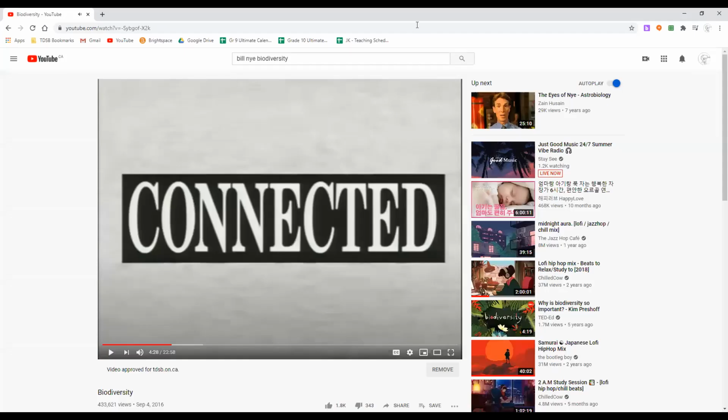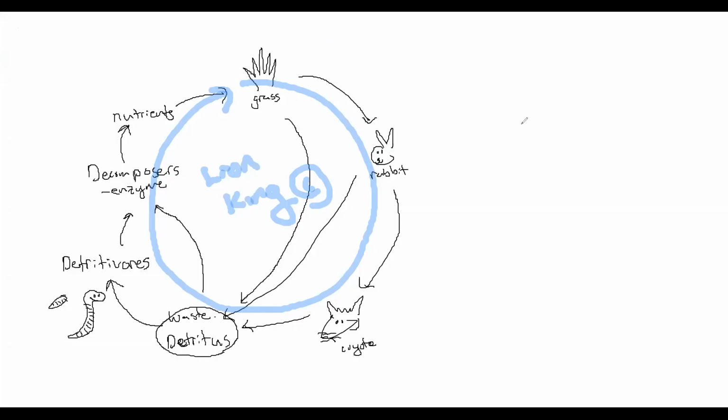Okay, that's very quick. It's a quick plug into why biodiversity is so important. Now that we have a certain foundation of what food chains and food webs are, it's a quick review, quote unquote, I can then talk about this idea of energy flow. Okay, all right.